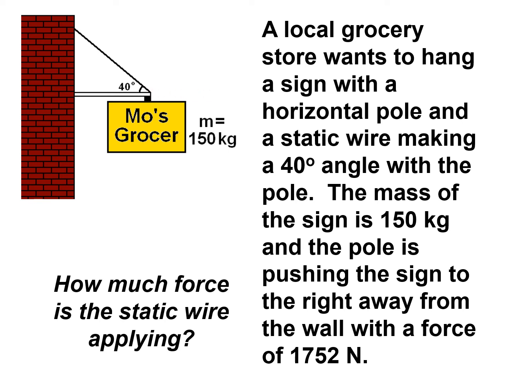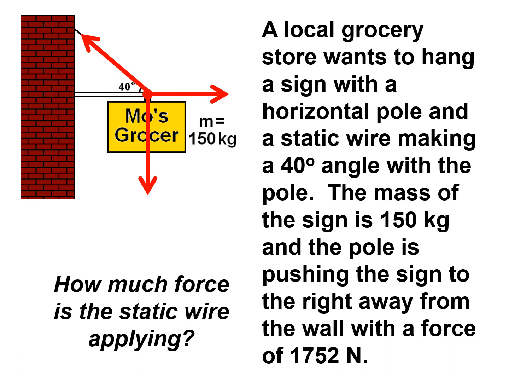If we look at the forces acting on this, we have a downward force of gravity. We have the pole that's pushing away, but we also have the static wire that's pulling up and to the left. These are the three forces acting. We know it's in equilibrium because we don't want this sign to accelerate, so the net force in any direction is going to be equal to 0.